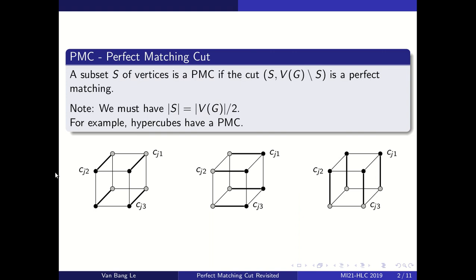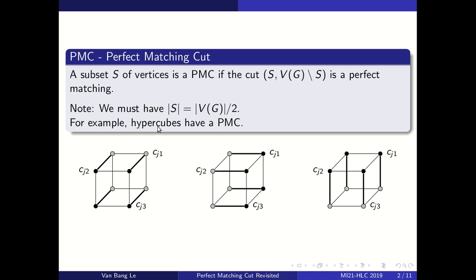So what is a perfect matching cut in a graph? Well, it's a subset of vertices S, such that if you consider all the edges going between S and the complement of S, then those edges give exactly a perfect matching of the graph. No other edges go between S and the complement of S. So in particular, this tells us that the number of vertices in S must be half of the number of vertices of the graph.